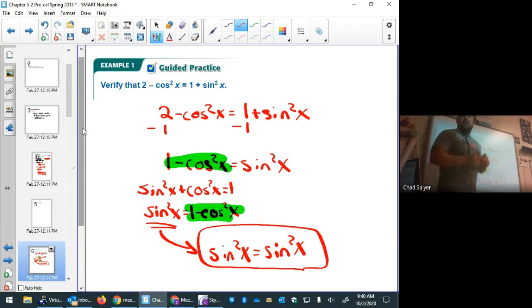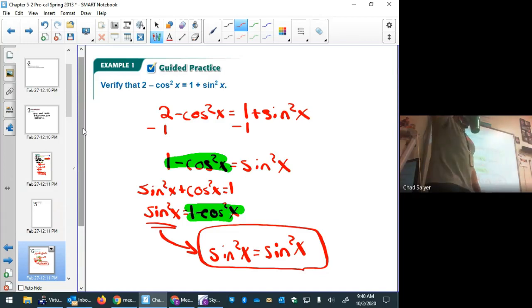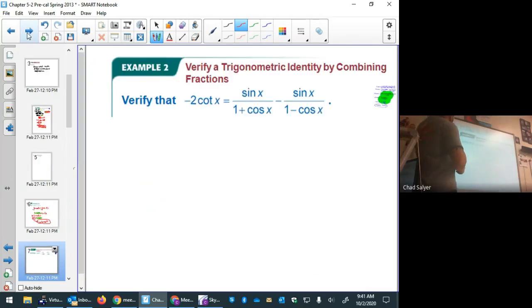Again, that was an efficient path. There are many inefficient paths that would arrive you at the right answer, but not as quickly. Okay, so let's do a tricky one here.